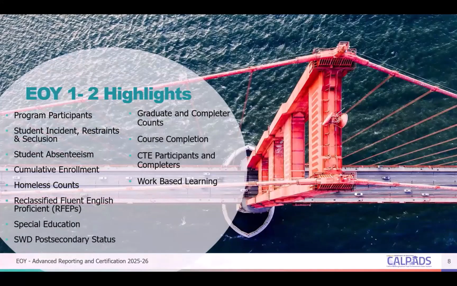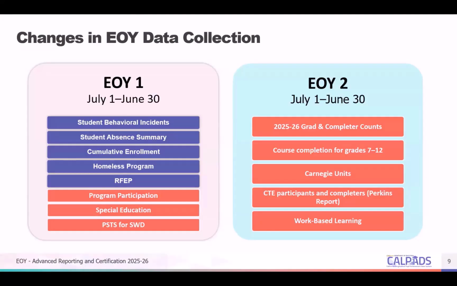Let's now start with the highlights of the EOY submissions. So starting this year for 2025-2026, the CALPADS End-of-Year data collection, as I mentioned earlier, has been consolidated into 2 submissions, and each submission will have their own timelines and deadlines, which we will discuss towards the end of this session in much more detail.